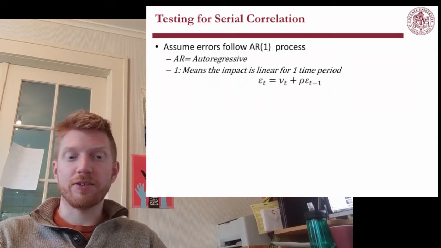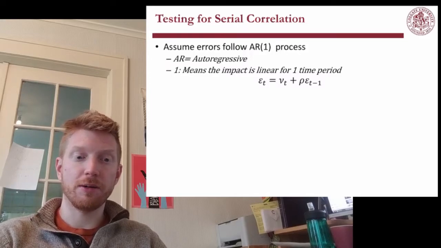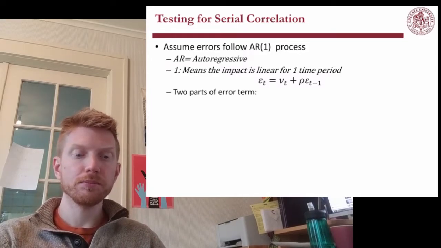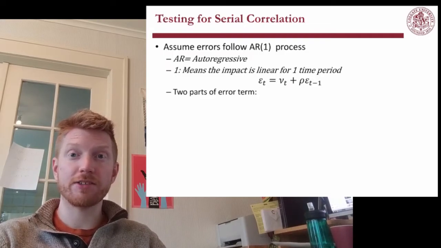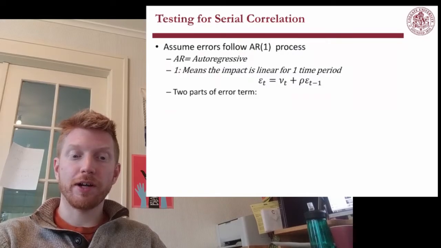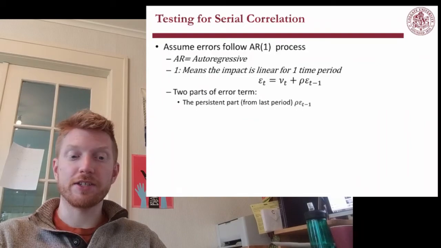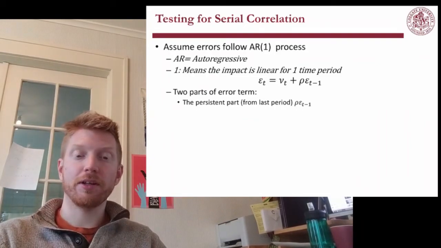The equation that is going to describe this process is this, what's showing up here now. And once again, we're having an error term that has two parts. The first part of our error term, or the second part, the part that we're worried about, is the persistent part. It's part of yesterday's error term that is persisting.